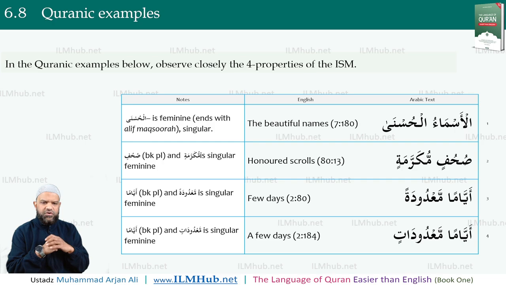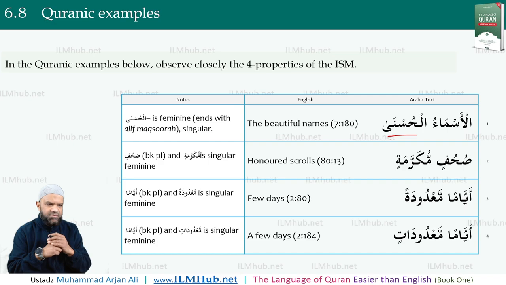So the first one is ismun, which is singular. Asma'un is plural. So we have al-asma'u, the names. And then al-husna is singular feminine. Please go back to lesson number 3. You'll see alif maksura ending is a sign of feminine. So we have again a descriptive phrase, the beautiful names. I will translate in English. But the sifa, the description here, is of course singular and feminine. I hope you can, inshallah, see that already from the example.